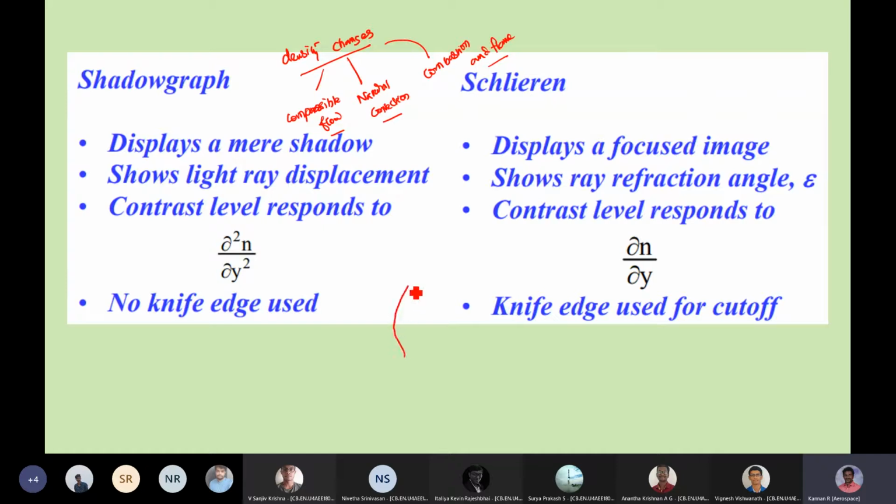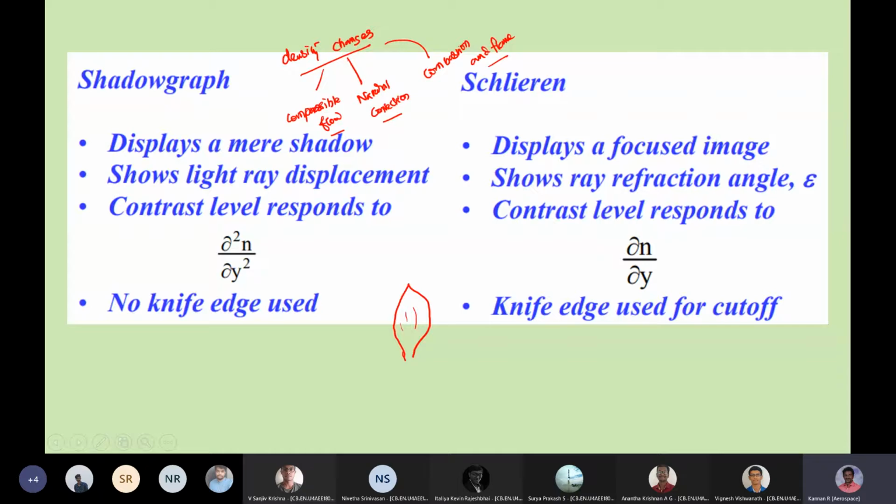You take a candle flame, you can see how the candle is going to play a role over here. Candle images and all, you can capture as streaks. We will see that in the coming slides.